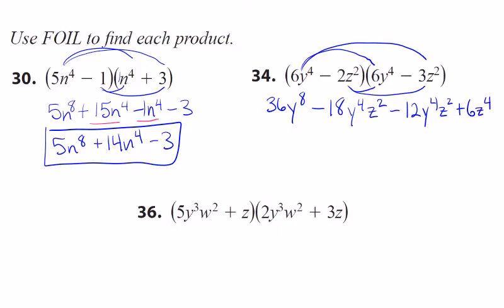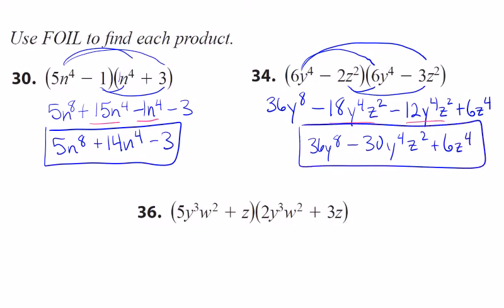All right, and then we combine like terms. So we have a couple y to the fourth z squareds. So we're going to combine those. I'm going to bring down the 36y to the eighth. Negative 18 minus 12 is negative 30y to the fourth z squared. And then the 6z to the fourth does not have a like term, so it's just going to come down.